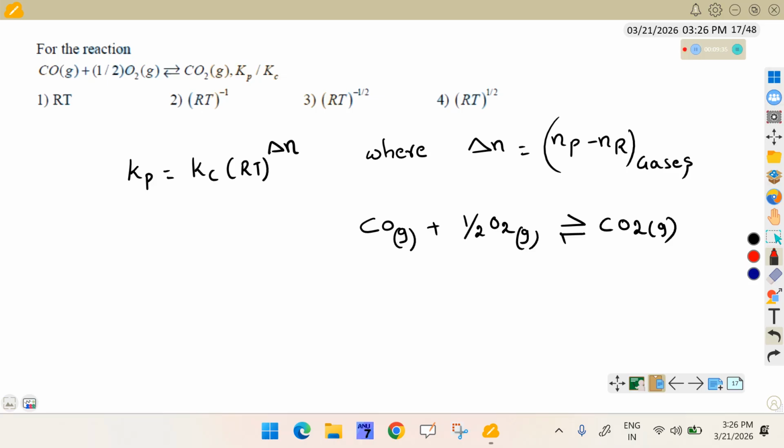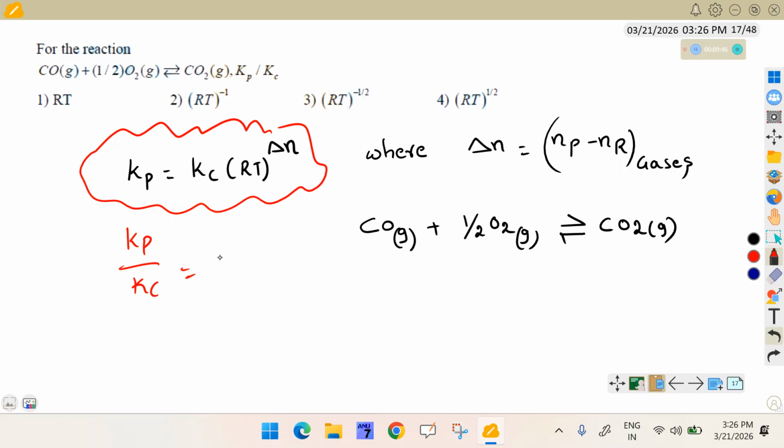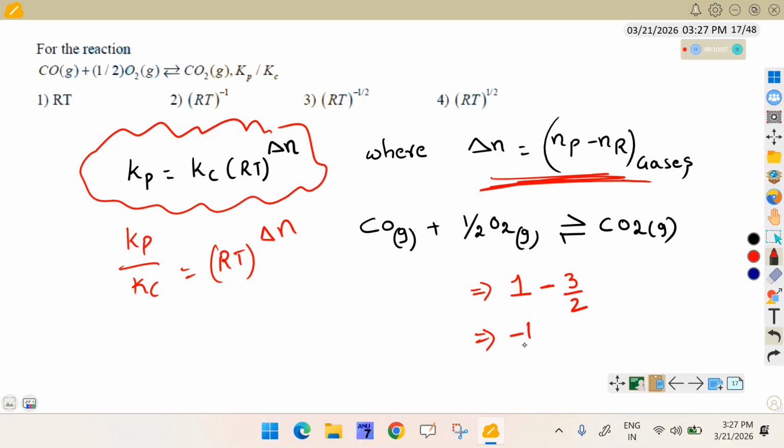For the reaction given, what is the value of Kp by Kc? Kp is equal to Kc RT power delta N. So Kp by Kc is equal to RT power delta N. Delta N is calculated by using the formula Np minus Nr, only for gases. Number of moles of gaseous products is 1. Number of moles of gaseous reactants is 1 plus 1 by 2, which is 3 by 2. So delta N is minus 1 by 2, and it is RT power minus 1 by 2. The correct option is the third option.